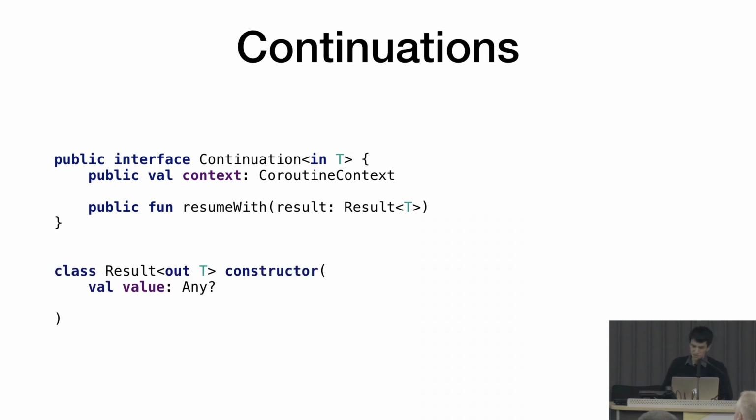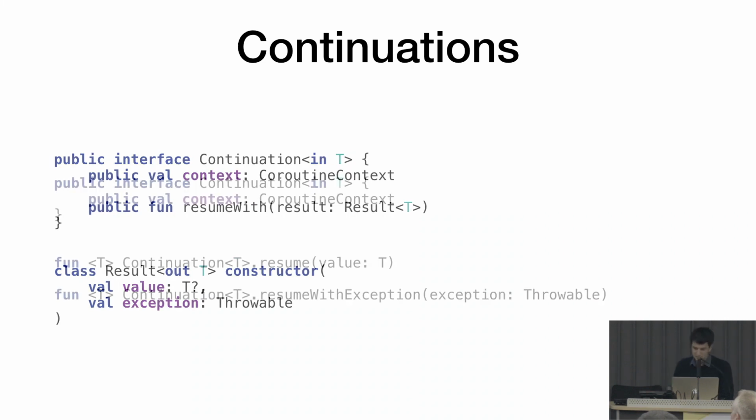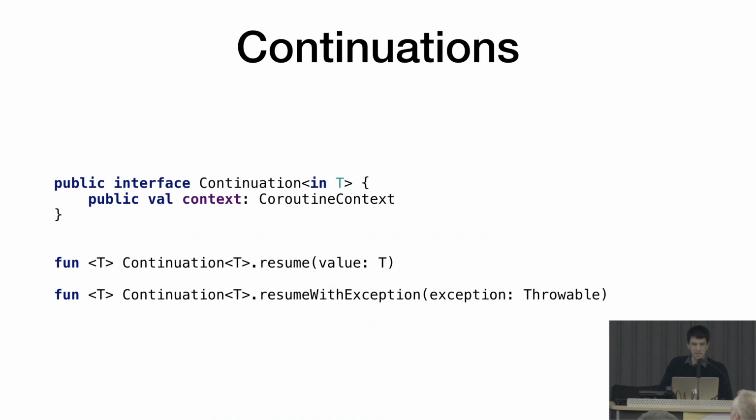Well, Result just holds a value, any value. That's kind of boring. Really what it holds is a value or an exception. For optimization purposes it just holds an Any, but it really holds one or the other. In fact, there are extension functions that better illustrate what this whole thing is trying to get at. You could rewrite it like this: we have a continuation, and an extension function that says resume with a value or resume with a throwable. What does this look like to you? Having a resume with a value and a resume with an exception.